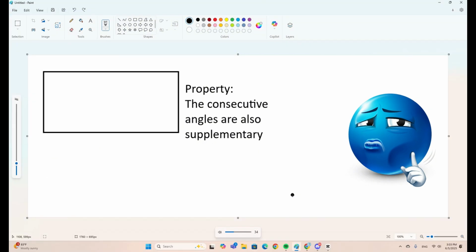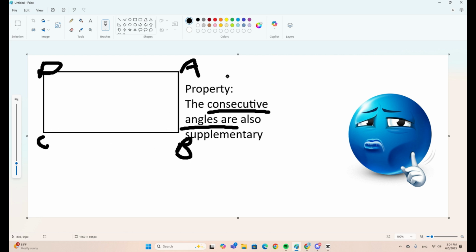Additionally, a property of a parallelogram is that the consecutive angles are supplementary. Now, what are consecutive angles? First of all, let's name our vertices real quick. A, B, C, D. The consecutive angles are angles that share the same side. So angle A and angle B, right? They share the side AB. Likewise, angle D and angle C, they share the same side DC.